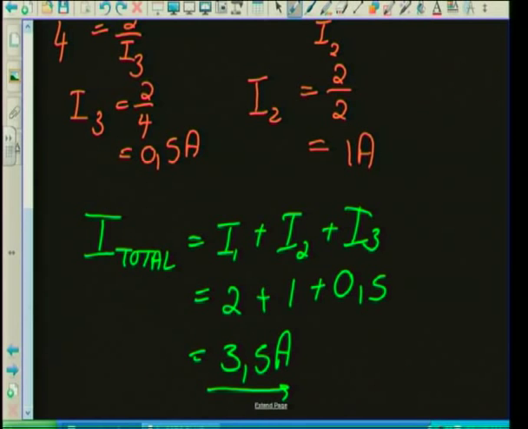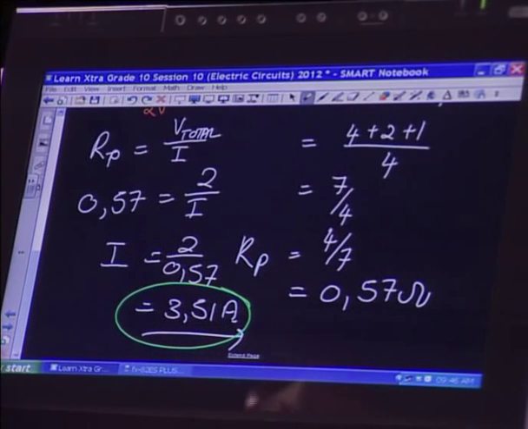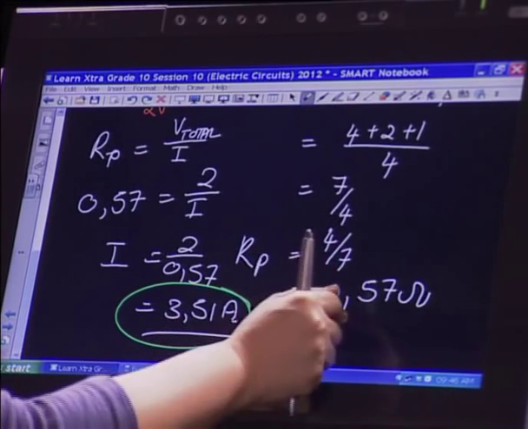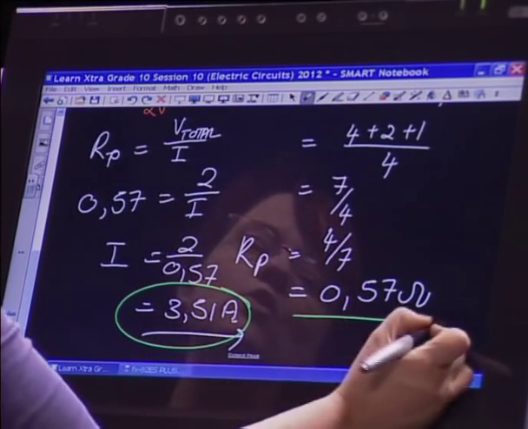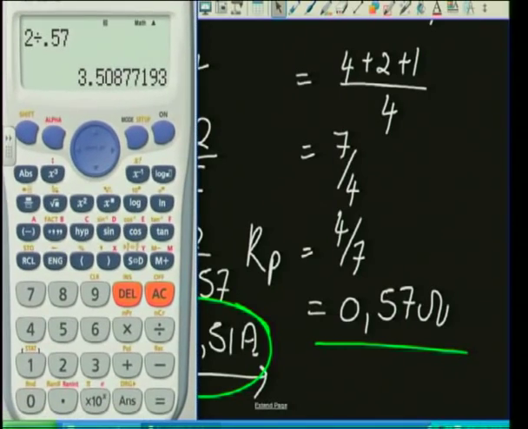3.5 amps. Now, you've been paying very careful attention. You'll go, wait, there's a problem, Tracy. We got 3.51 here. The only reason why you get 3.51, sorry, is because of the fraction. Because we round off my resistance in parallel. If I had used more decimal places in this, so watch, I'm going to show you what I mean by that. Let's just move this over here. So instead of, so 4 divided by 7 is, and there's my answer, 0.5714, etc., etc., etc.